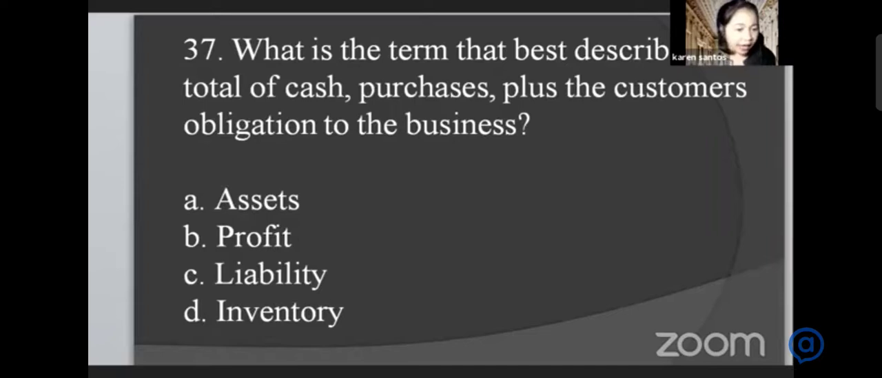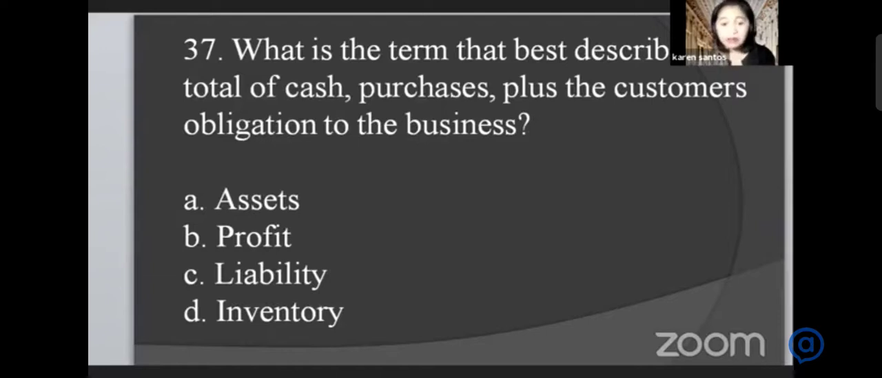So when we say asset, those are the items your company owns that can provide a future economic benefit. For example, cash, investment, inventory, office equipment, even your machinery, and even the company-owned vehicle. So that is the example of assets. And then when we say profit, this is the income minus all the expenses.